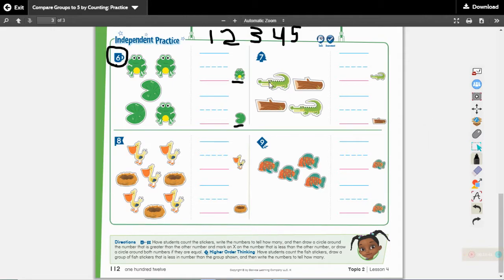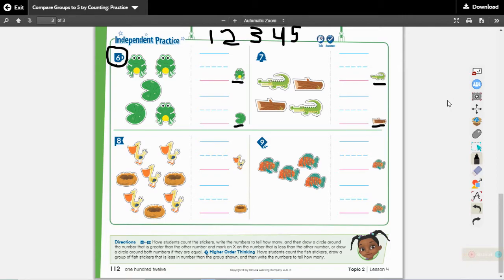Look at number 7. We have alligators and then we have the logs that the alligators like to hang around. Go ahead and count your number of alligators and write that number right here. Remember, pause the video while you do it so that I don't get ahead of you. Go ahead and count your number of logs and write that number right here.